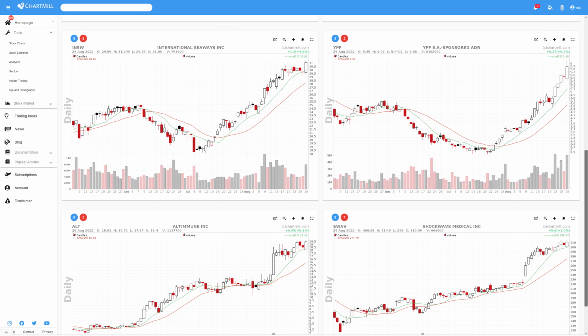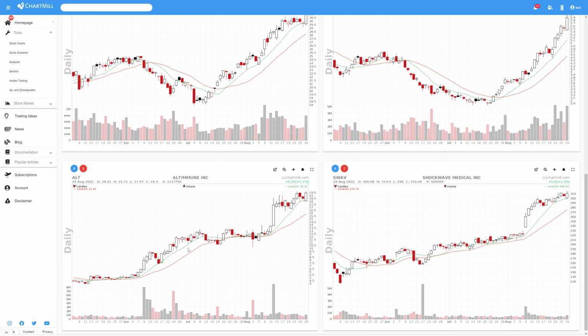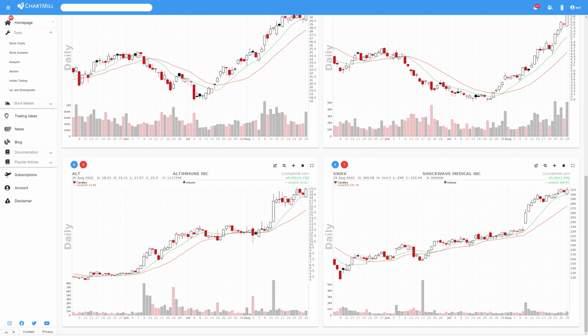Let's see. ALT, that's also a nice one. It seems like it's ready to break out. There was a breakout, now there is a sideways range. Volume is slightly higher, so adding this one to the watch list. Shockwave Medical, you can add this one also.